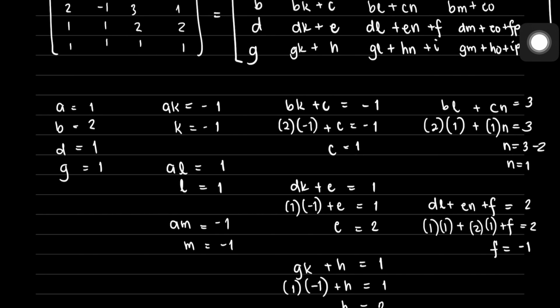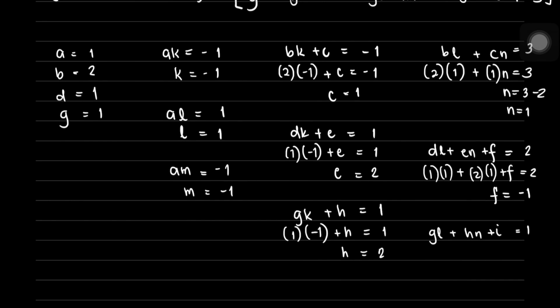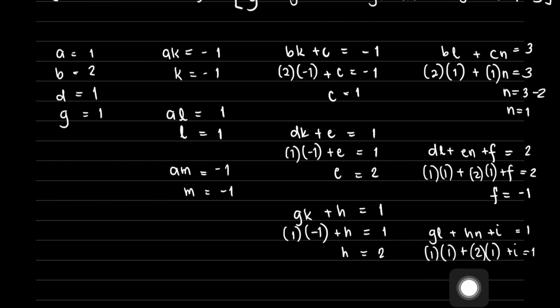For this element, we have G times L plus H times N plus I, and that's equal to 1. So G is 1, L is 1, plus H, our H here is 2, our N here is 1, plus I, that's equal to 1. So again, 1 plus 2 is equal to 3, and if we transpose it to the right side, that would become negative 3, so I would be equal to negative 2.